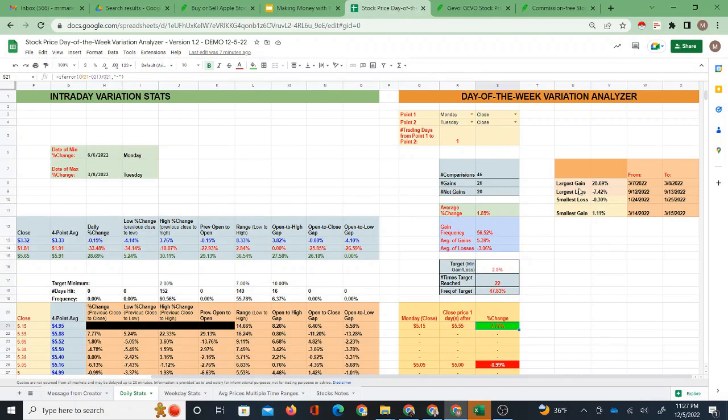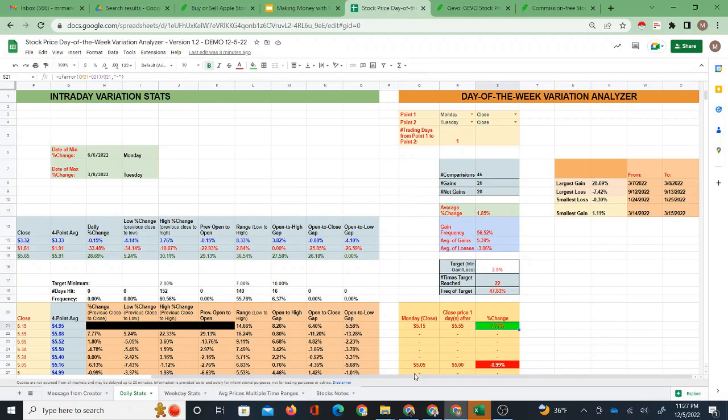The only other thing I might want to mention is you have the history you can look at here, like the largest amount it ever gained between these two, the most it ever lost between those two, the smallest loss it ever had between these two, and the smallest amount it ever gained between these two.